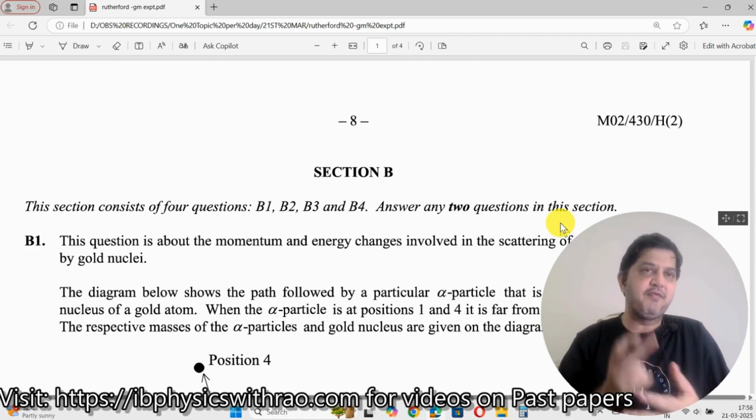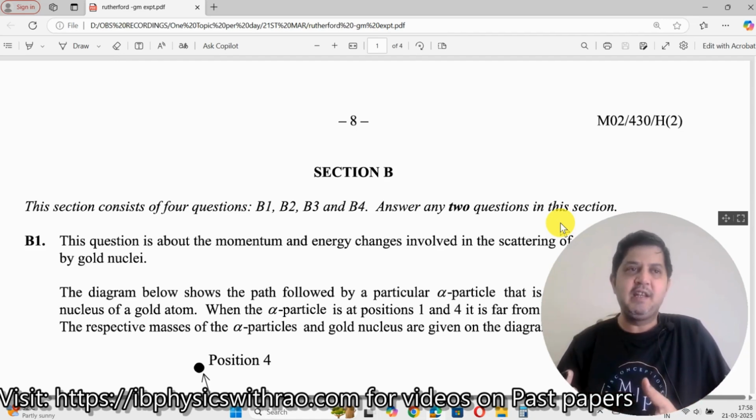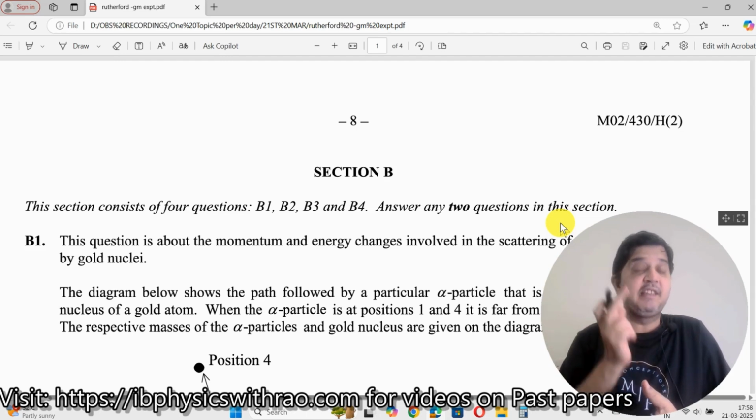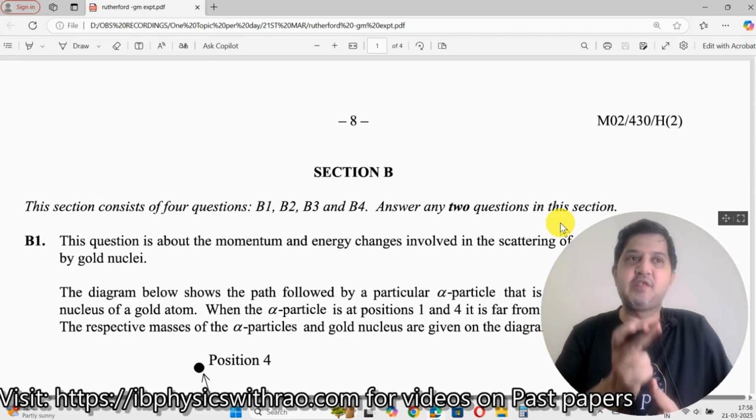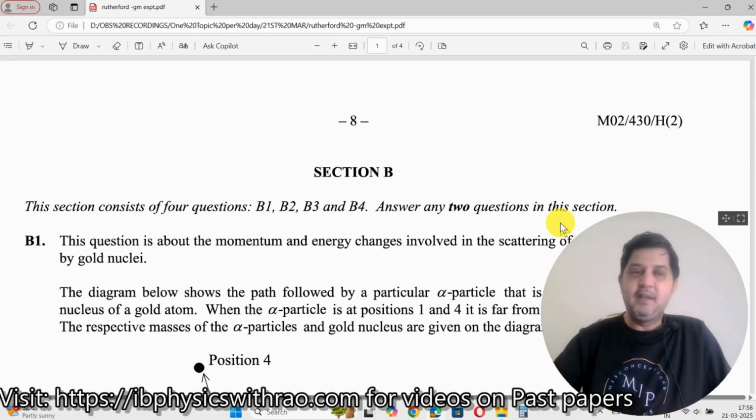Don't attempt it from the point of view of understanding this from Unit E. Of course, in Unit E you study this as a theory, but you will be able to solve it as a practical question over here. All right, let's start with this.